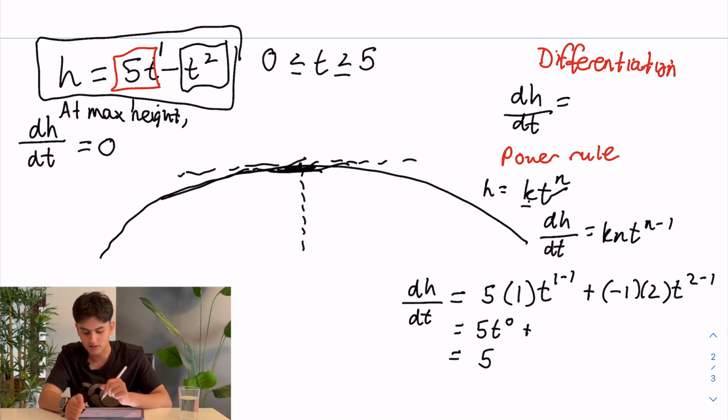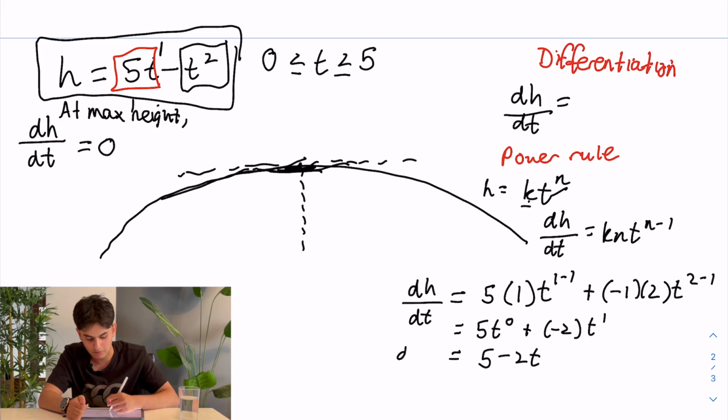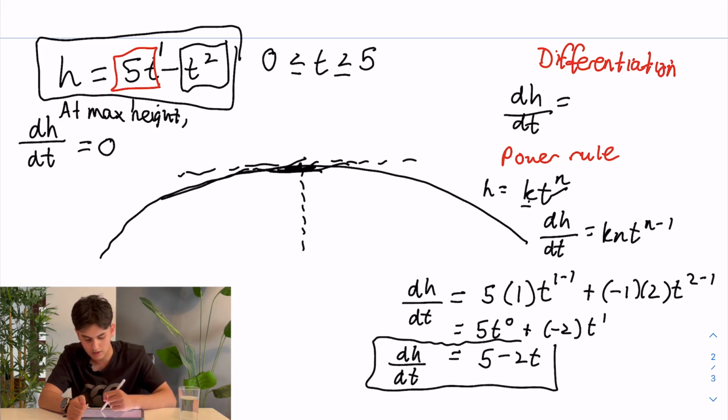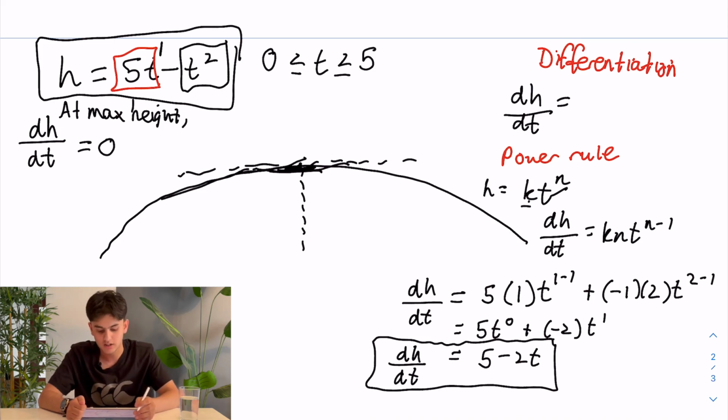Now minus 1 times 2 is minus 2. And we've got t to the 1. So we have minus 2t as our second term. So our final differentiated equation is dh on dt equals 5 minus 2t. So we know that at any given moment on this parabola that the instantaneous rate of change of our height is going to be 5 minus 2t.